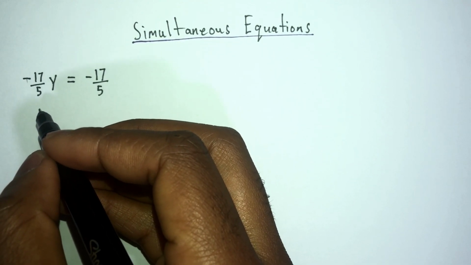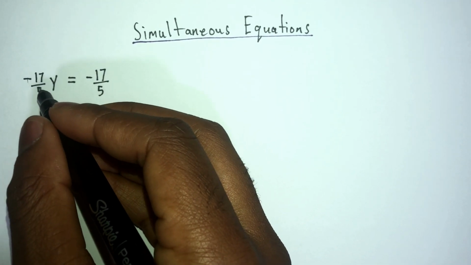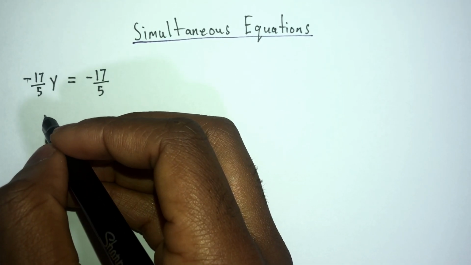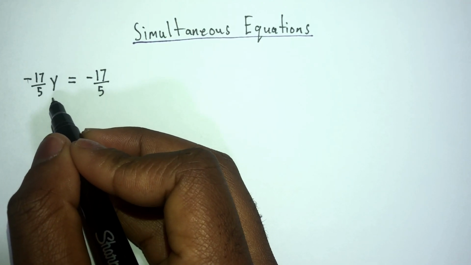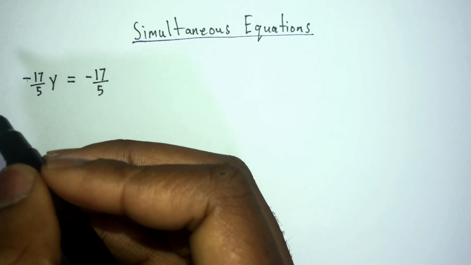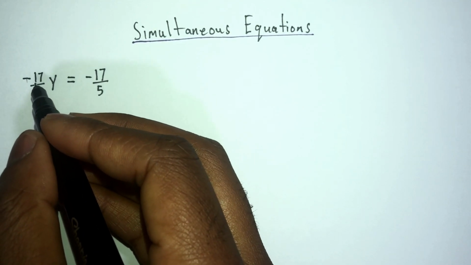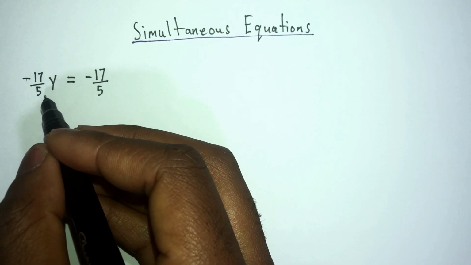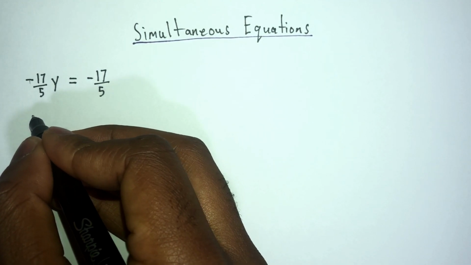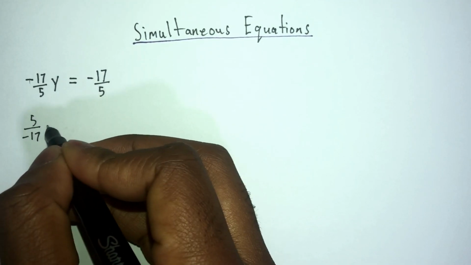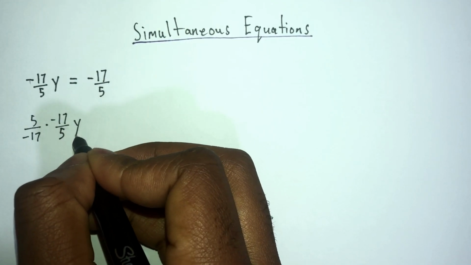We want to have y by itself. Therefore, we'll have to remove this negative 17 over 5. And here we have negative 17 over 5 multiplying y. And we'll have to do the opposite of multiplication, which is division, because negative 17 over 5 is multiplying y. So this leaves us with 5 over negative 17 times negative 17 over 5y.